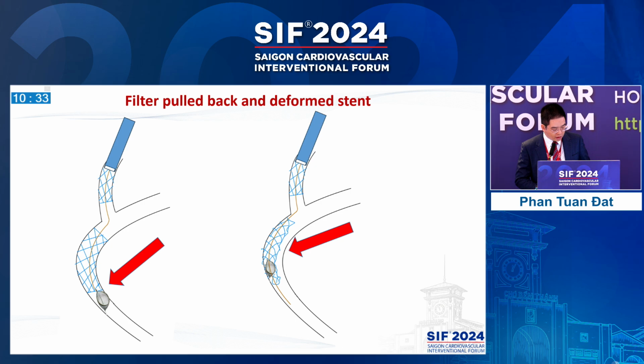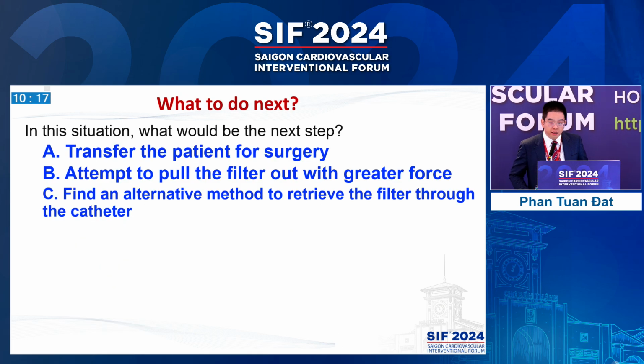And secondly, we think that when we try to pull the spider back into the distal end of the stent, it deforms the stent. You can see that the stent is vertically compressed and shortened, causing stent deformation. So this is a nightmare.